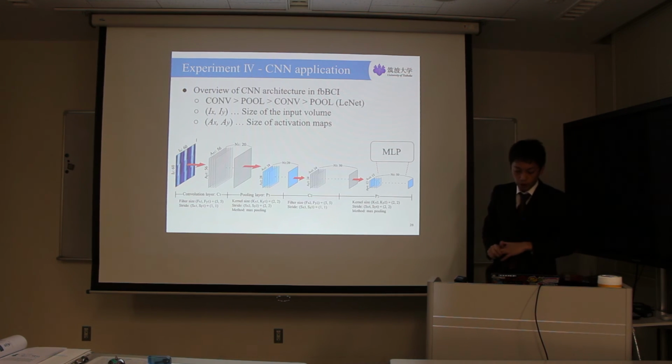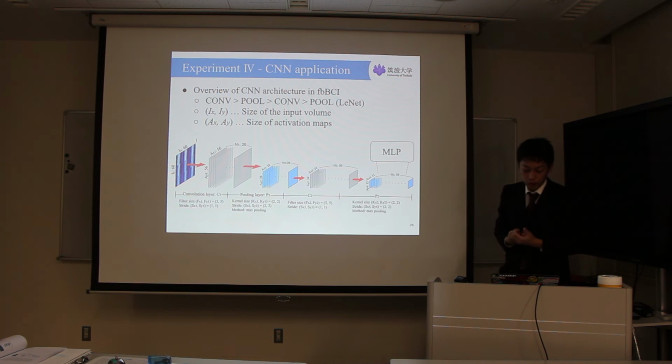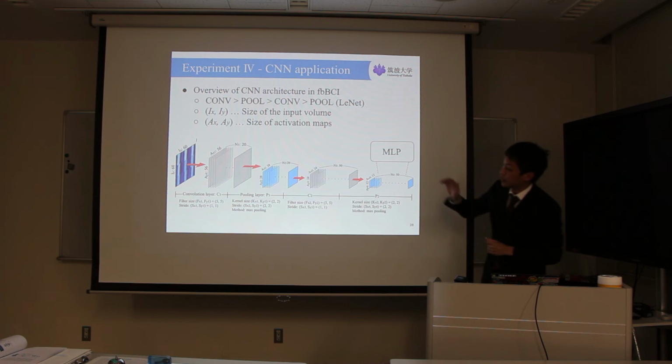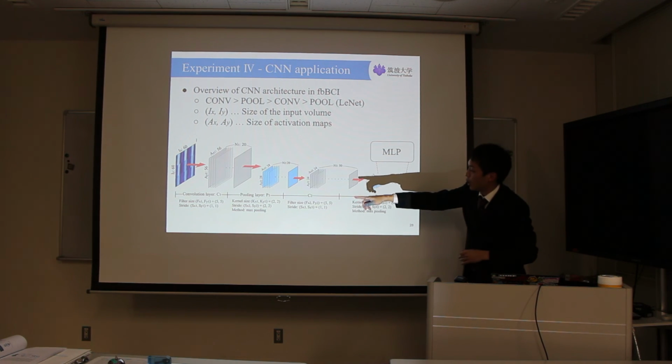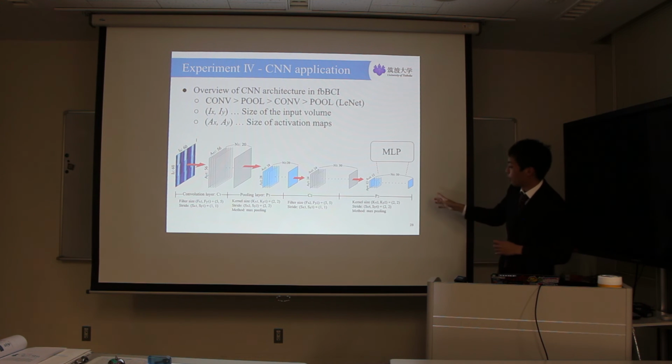So this is an overview of the CNN architecture that we have used in the FBBCI. We apply two convolution layers with pooling layers, which imitates LeNet. The 60 by 60 squared matrix is the input volume. Then this is convolved in each layer. At the final layer, the number of filters is 50, and the 12 by 12 filters are input to a multi-layer perceptron with one hidden layer.